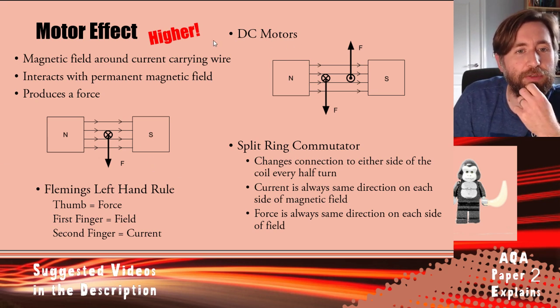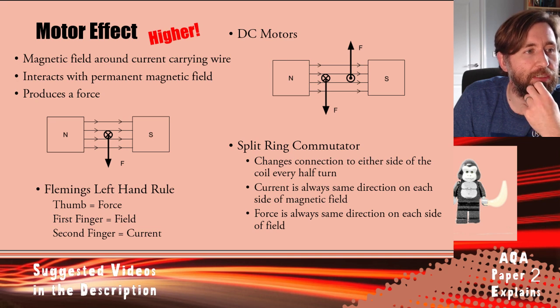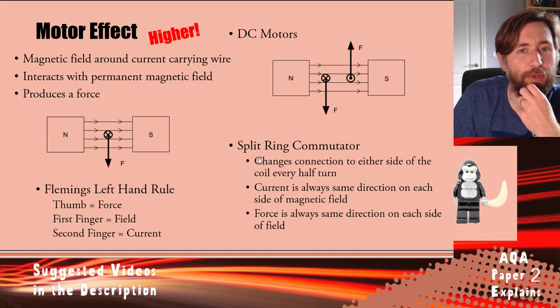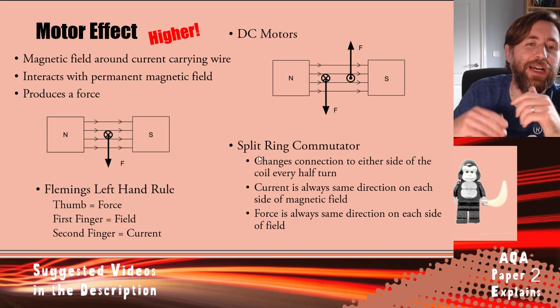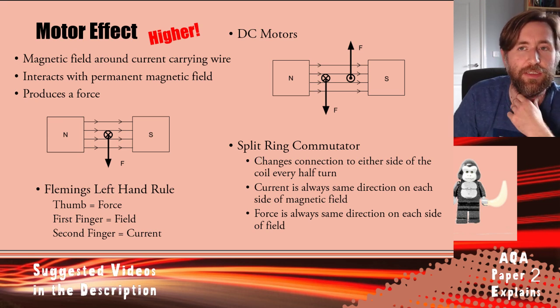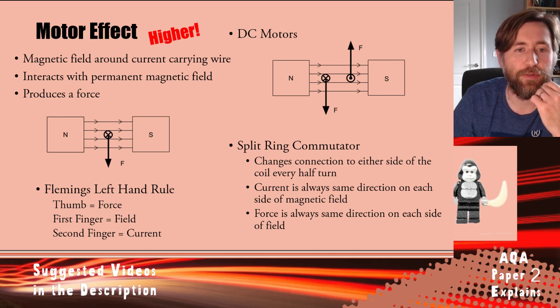Now, a DC motor has a split ring commutator, and somebody was talking about these earlier. Now, remember, a DC motor, so plug into direct current, has a split ring commutator, and that's different for an alternator that we're coming on to in a second.